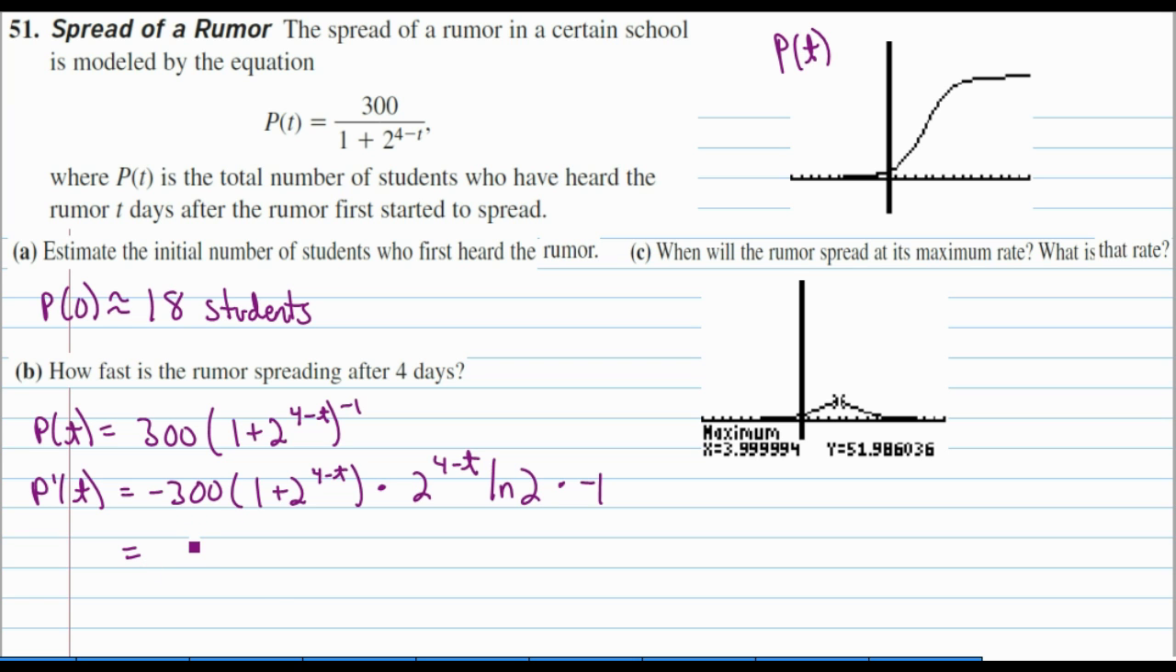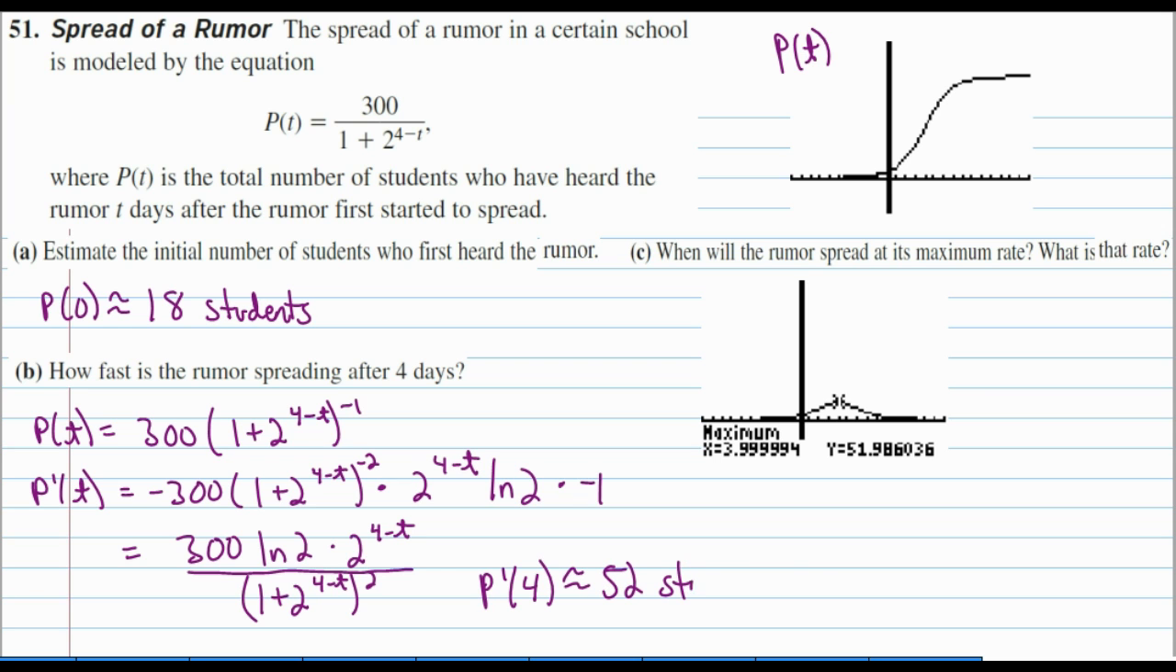So P prime of T is going to be 300 times the natural log of 2 times 2 to the 4 minus t. All those stayed in the numerator. The new exponent is going to drop this quantity down to the denominator and have a positive 2 exponent. It's asking how fast the rumor is spreading after 4 days. P prime of 4, so I'm going to plug 4 into this derivative equation, and I get about 52 students per day.